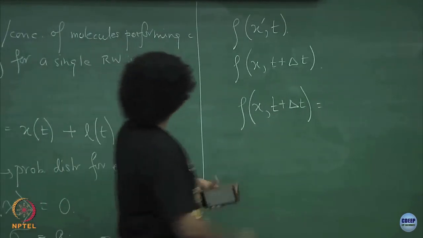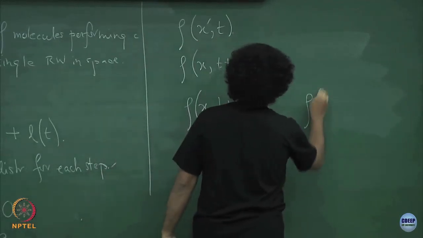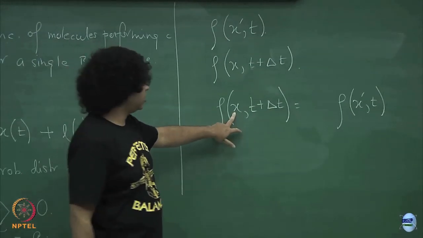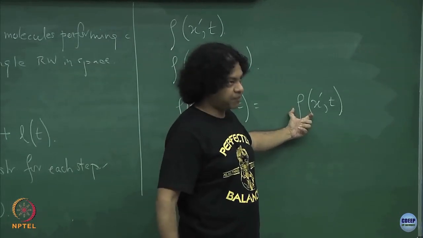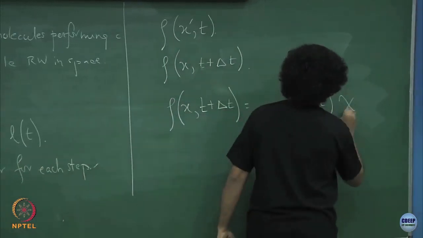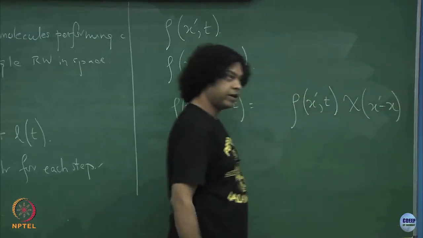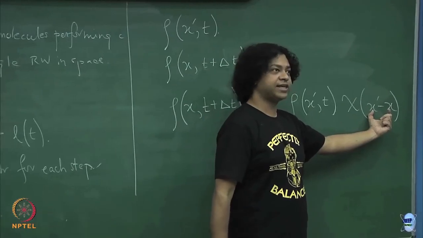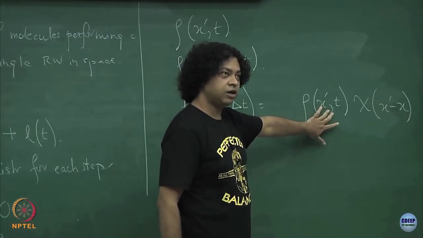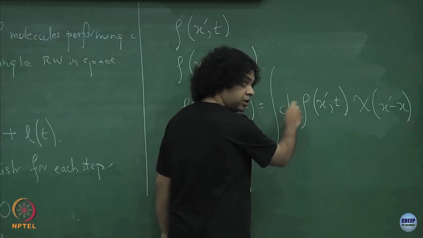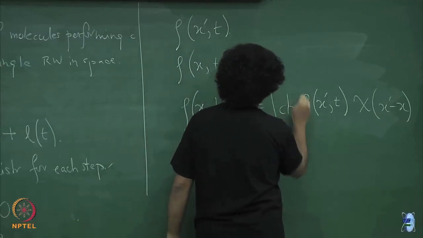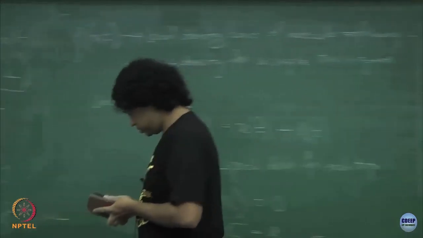Okay. So I was at x prime at time t. I need to be at x, which means that my step length should be x prime minus x. What is the probability for that? That is chi of x prime minus x. You were at x prime, you take a step of length x prime minus x, that brings you to x. What do I need to integrate over? X prime. You could be at any position at the previous instance of time. All I need is that you reach x, so I integrate over x prime.